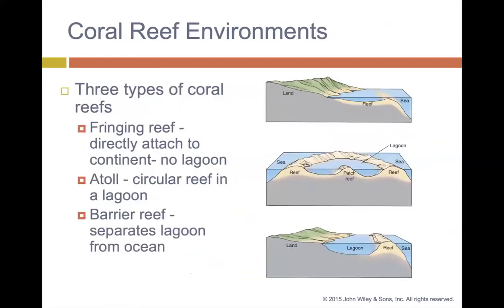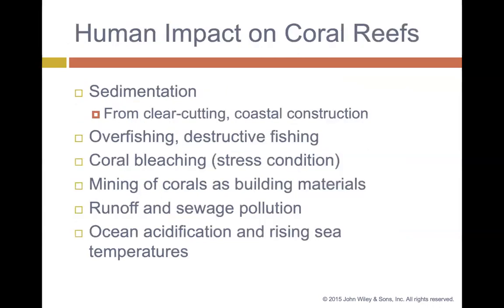Here we have a picture of a seagrass bed on the left and a kelp forest on the right. There are 3 types of coral reefs: the fringing reef, directly attached to the continent, where there's no lagoon; the atoll reef, a circular reef around a lagoon; and barrier reefs, which separate the lagoon from the ocean.